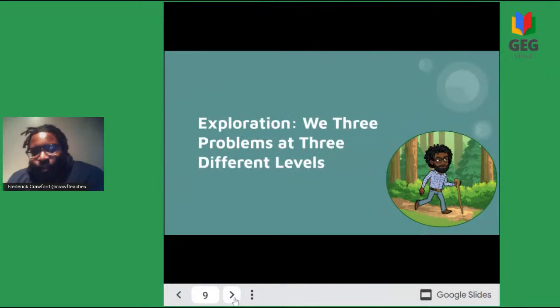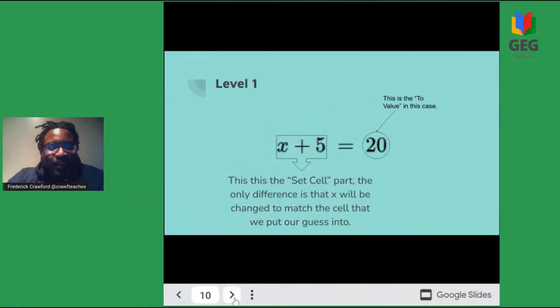So let's go ahead and explore. I'm going to demonstrate using GoalSeek at 3 different levels. The first level will be the elementary middle school level. Looking at this, we already know the value of x. So what we're saying is x plus 5, something plus 5, is equal to 20. We already know that that something may be 15.